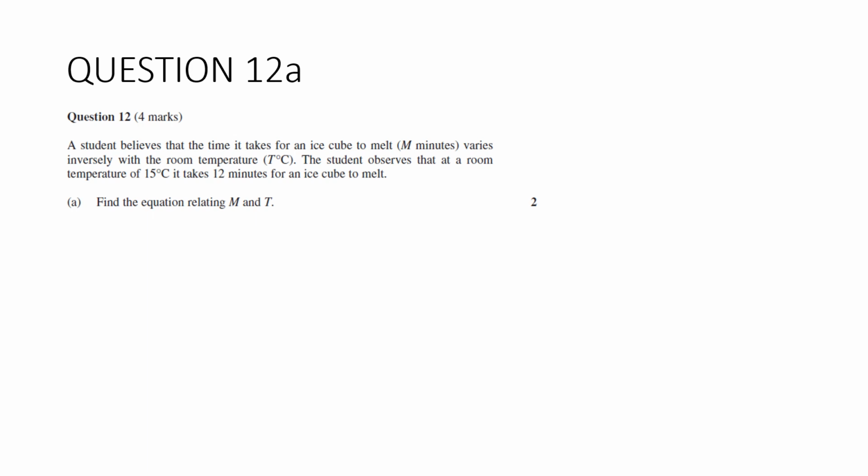Question 12. A student believes that the time it takes for an ice cube to melt, m minutes, varies inversely with the room temperature. So remember, varies inversely means 1 over T. The student observes that at a room temperature of 15 degrees Celsius, it takes 12 minutes for the ice cube to melt.